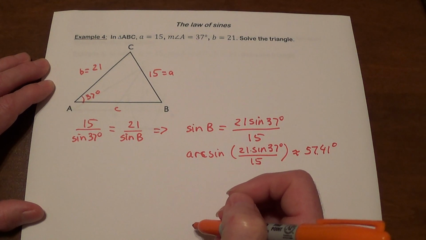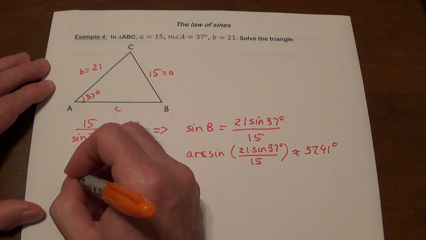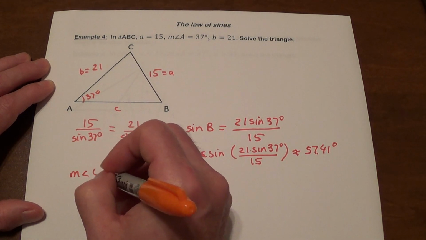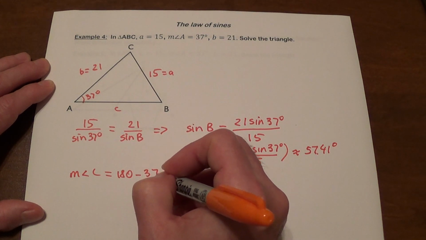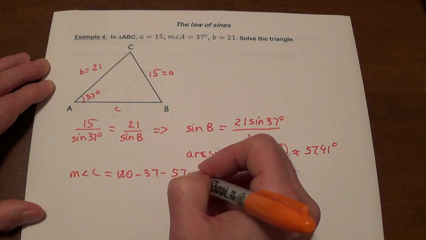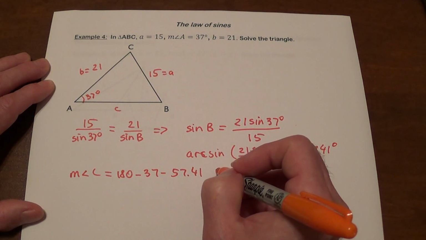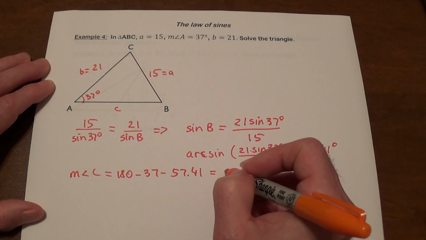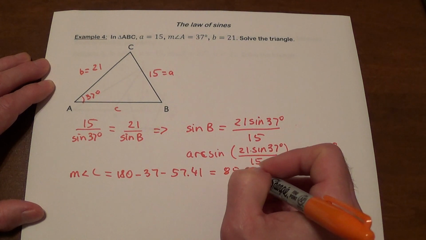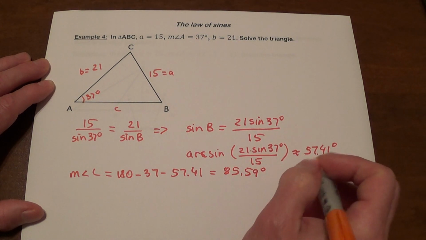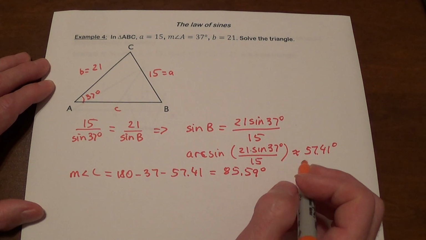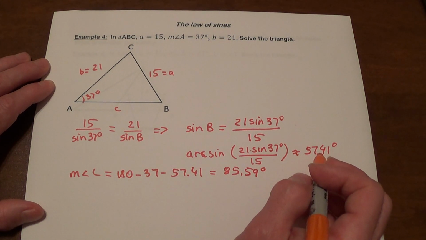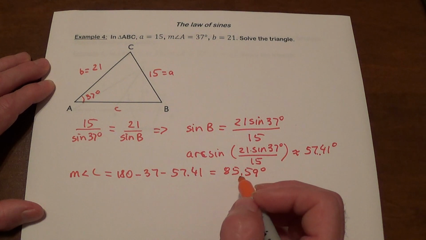So to find the measure of angle C, you can do 180 minus 37 minus 57.41, which will give you that this angle is going to be 85.59. There's maybe a slight rounding issue here. Just be aware of that: the more digits you leave here, the more accurate all the other numbers are going to be.